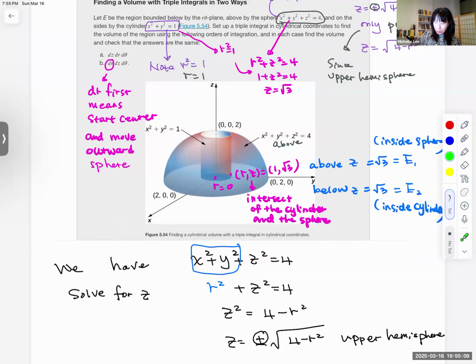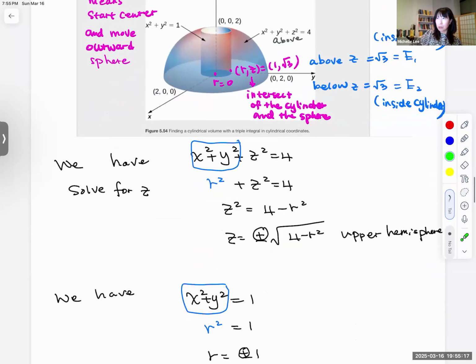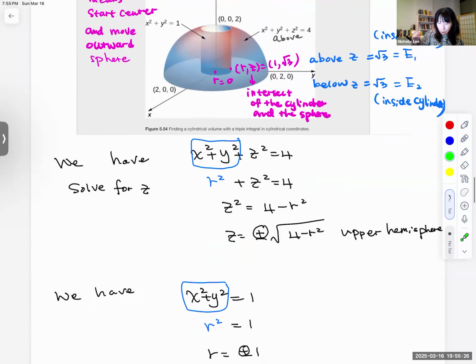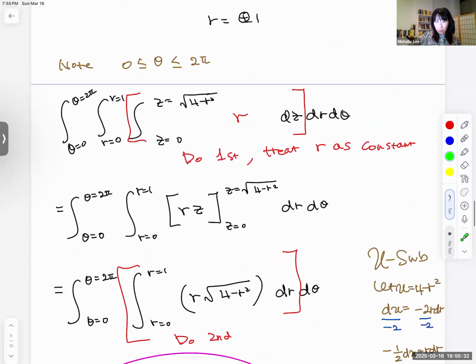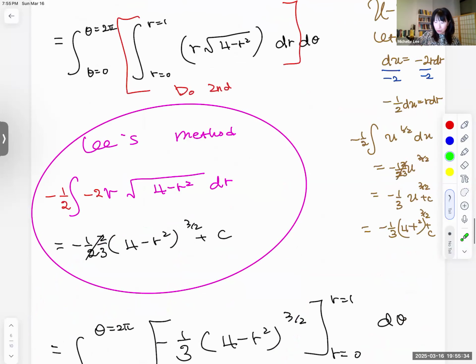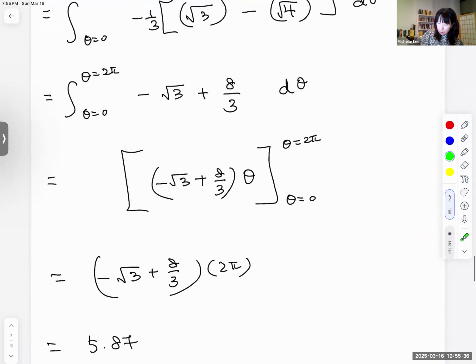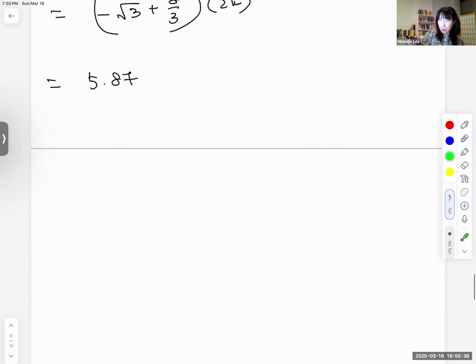We have the upper part, we want to use this equation: x squared plus y squared plus z squared equals 4, right? So let's do it. By the way, I did that first example here, but I don't want to go over it. Please read it, very straightforward. Okay, so second part.